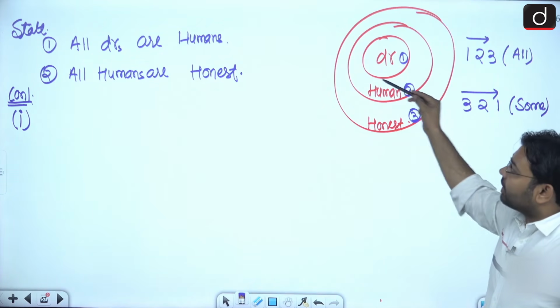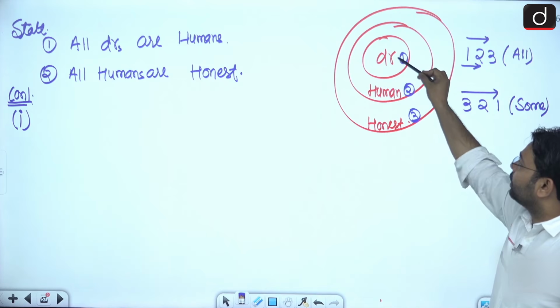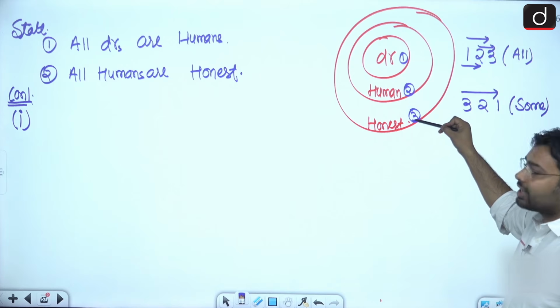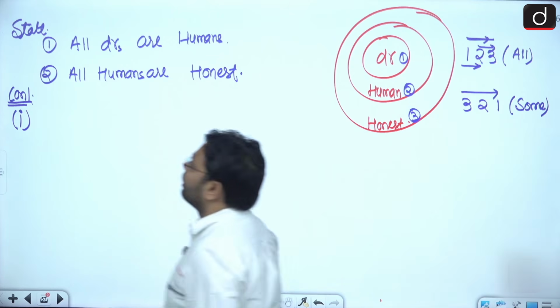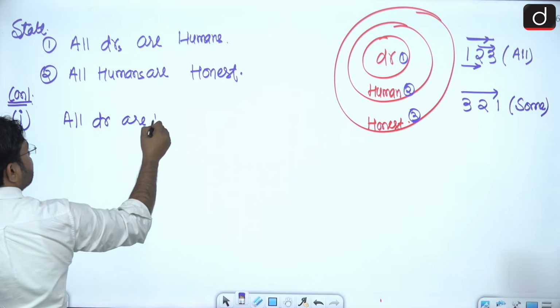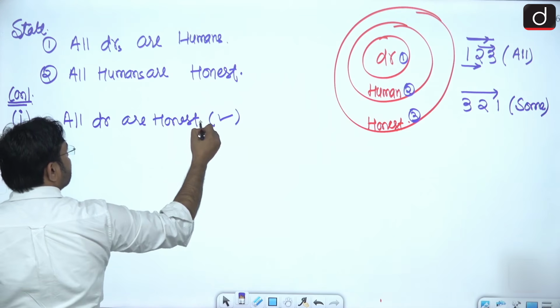Means first valid conclusion: for 1 to 2, all doctors are humans. Now 2 to 3, all humans are honest. The remaining one is 1 to 3: all doctors are honest. This is the valid conclusion.